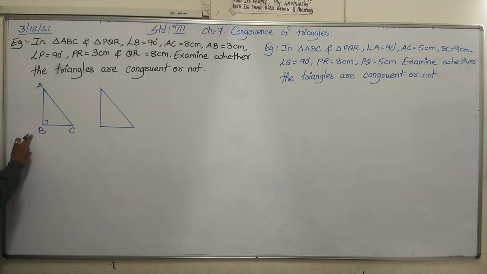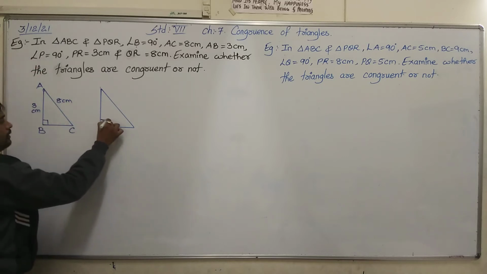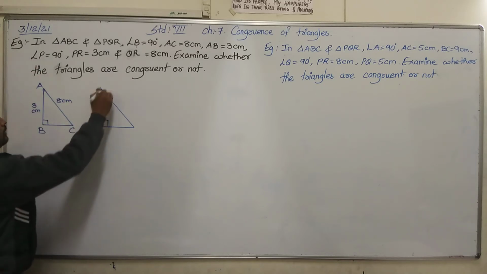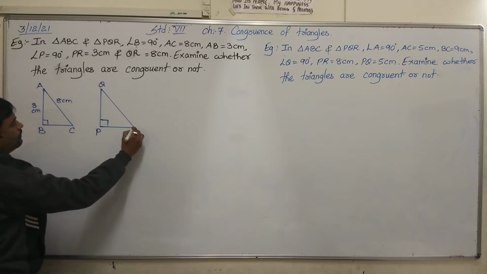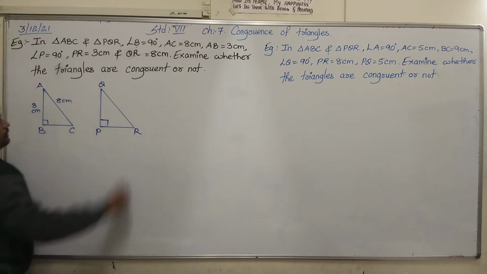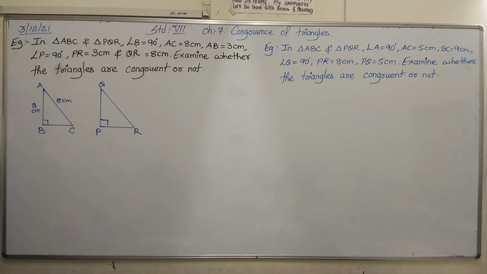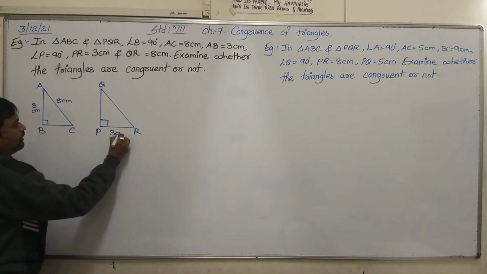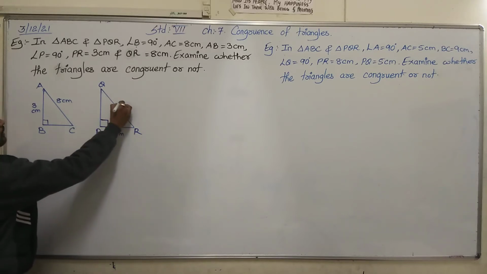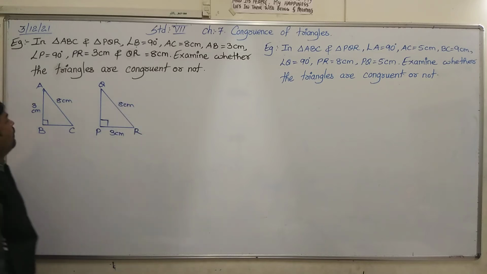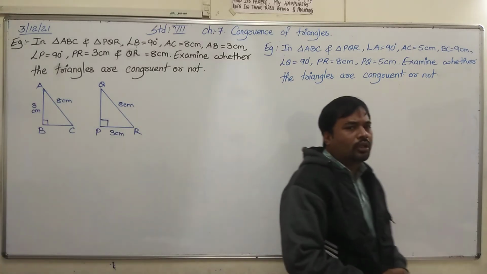Okay. Angle B is 90 degree. AC, that is your 8 centimeter. AB, that is your 3 centimeter. Right? Again moving ahead. Angle P, that is your 90 degree. Then Q and R. Okay. PR 3 centimeter. QR 8 centimeter. Examine whether the triangles are congruent or not.